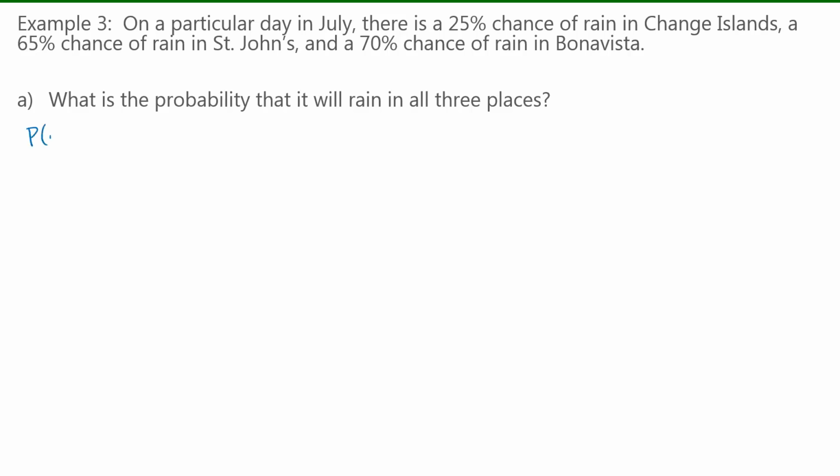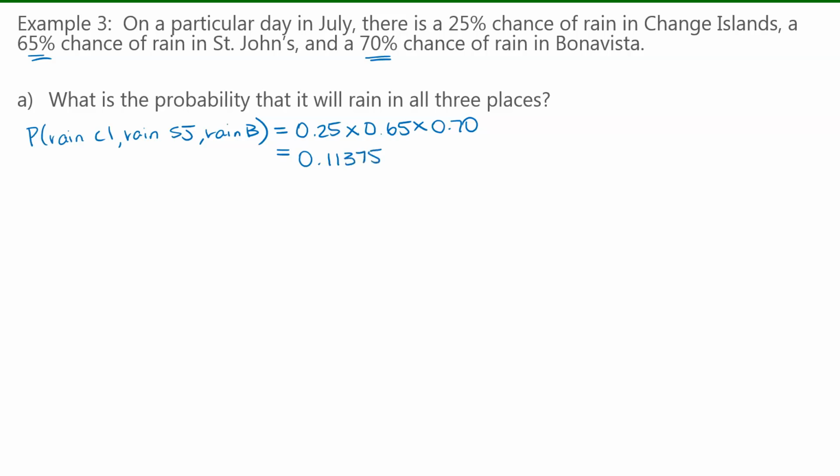So the probability of rain in Change Islands, rain in St. John's, and rain in Bonavista, we take the probability of rain in each place and we multiply those probabilities together. So we have 25%, so we say 0.25, times 65%, so that's 0.65, times 70% chance, and that's 0.70. When we multiply those together, we get 0.11375. So remember, decimals to percent, I go 2 places to the right, so it's approximately 11.4% chance that it would rain in all 3 places.